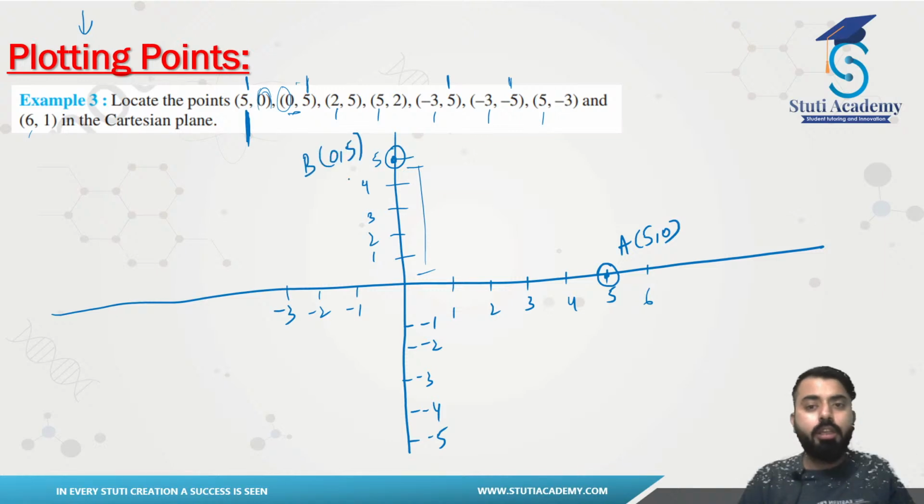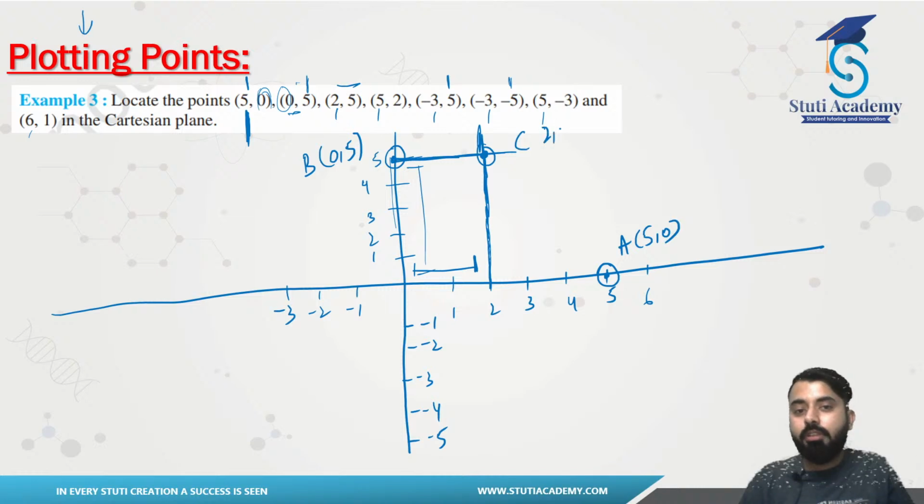Easy. Now let's move forward and see this one. (2, 5). Horizontal distance 2, and vertical distance 5. This is the value of x right here. If I just draw the line, that will be the case. And your vertical distance is 5. They are meeting at this point. Let's say this is point C, and that is (2, 5).